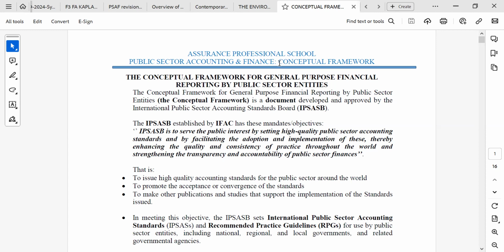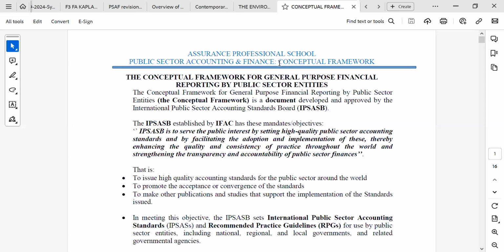All right. So these mandates or objectives can be classified into three. The objective of the mandate of the body is to issue high quality accounting standards for the public sector around the world. That is why we have the IPSAS, to promote the acceptance or the convergence of the standards. So they have to encourage people to see the need for adopting the IPSAS. They also have to promote it, organize seminars to talk to people about the advantages and the benefits or opportunities that adopting the standards will present to your country.